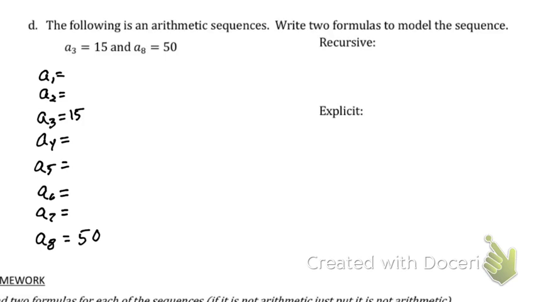The key to this is we do know there's a common difference between each of these values. So if I needed to get from a sub 3 to a sub 4, there is one number I would add to it. I would use that same number to add here, same number to add here, same number to add here. In other words, to get from 3 to 4, I would add some common difference. Then I would use that same number to get from 4 to 5, from 5 to 6, from 6 to 7, and from 7 to 8.